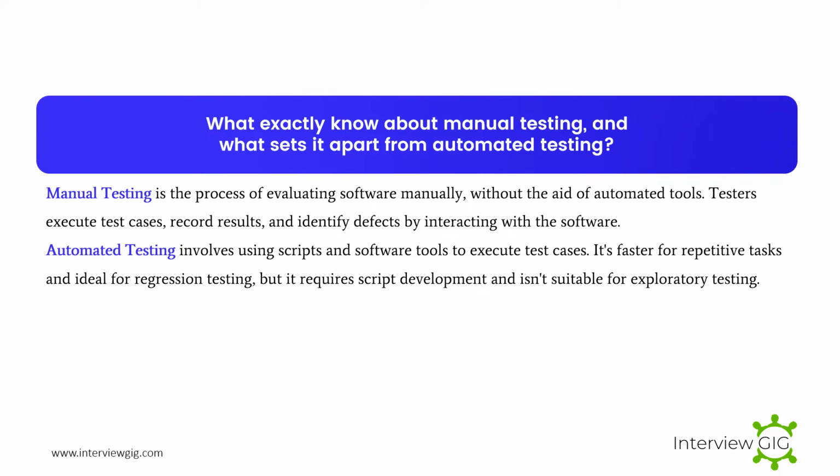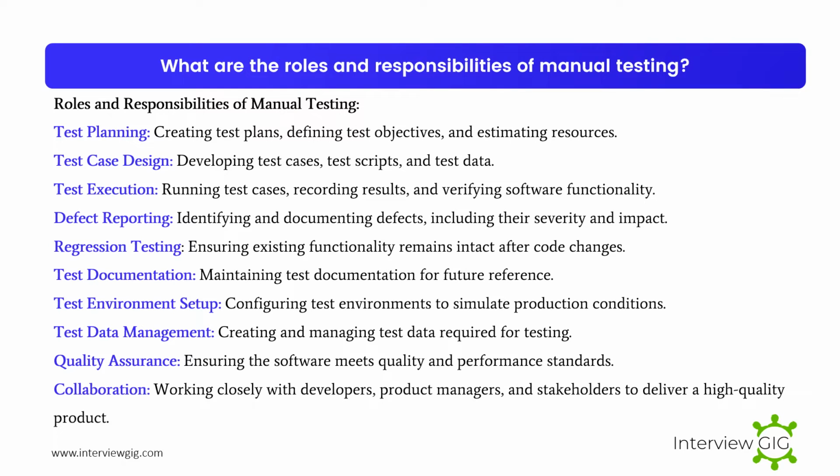What exactly do you know about manual testing, and what sets it apart from automated testing? Manual testing is the process of evaluating software manually, without the aid of automated tools. Testers execute test cases, record results, and identify defects by interacting with the software. Automated testing involves using scripts and software tools to execute test cases. It's faster for repetitive tasks and ideal for regression testing, but it requires script development and isn't suitable for exploratory testing.